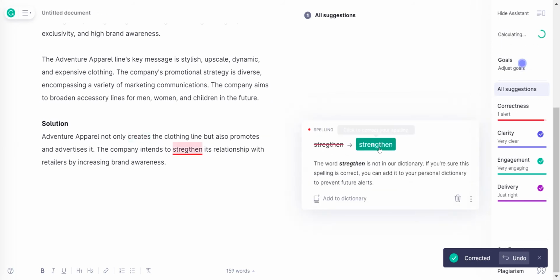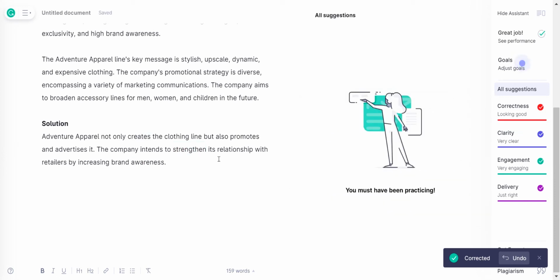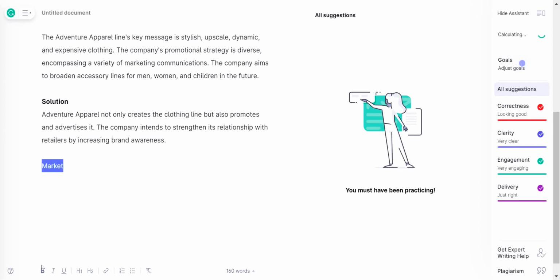Spell check. Okay, so this is what we're looking at so far. Looking pretty good. Now, let's talk a little bit about the market so that our potential investor has a little insight of what's going on here. So we're going to talk about the market.